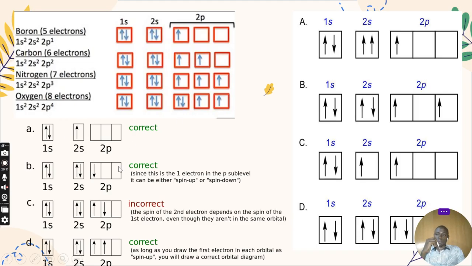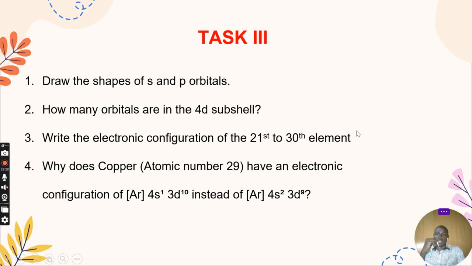So the orbital diagrams for some atoms are shown. Some are correct and some are wrong. I will let you figure that out. Which do you think is correct, and which do you think is wrong, and why? Okay. This is a task I would want you to do.